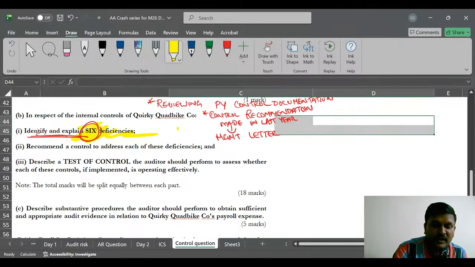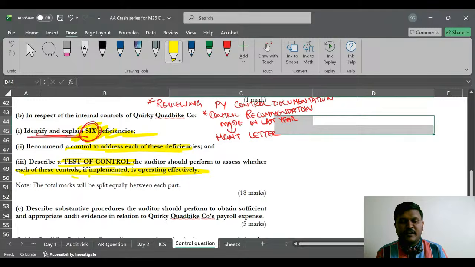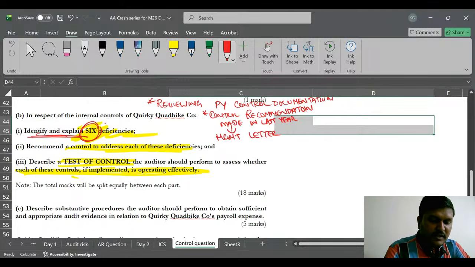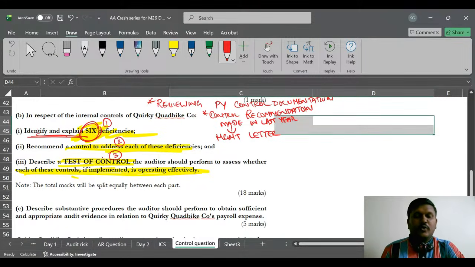Next, recommend a control to address each of these deficiencies. And third, describe a test of control to perform to assess whether each of these controls, if implemented, is operating effectively. You need to consider these controls as if implemented and operating effectively. As we explained, there are 3 parts. Number 1, deficiency identified. Number 2, control recommendation. Number 3, going for a test of control.